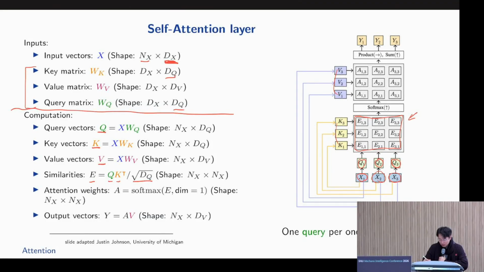So now, every token sees another token through the similarity computation. Once we compute the similarity, we compute softmax in dimension 1 so that we output nx times nx, or number of tokens by number of tokens, attention scores. So these are attention scores.